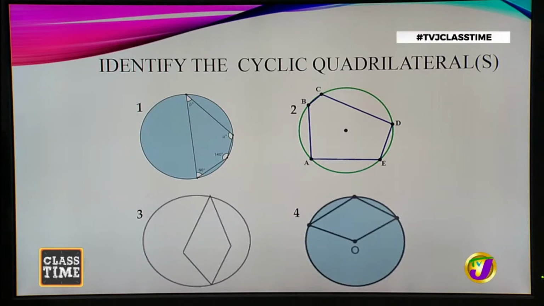All right. So let us look at these and see if we can identify some of them. Okay. Boy, you come out strong this morning though. All right, let me see what I can do.